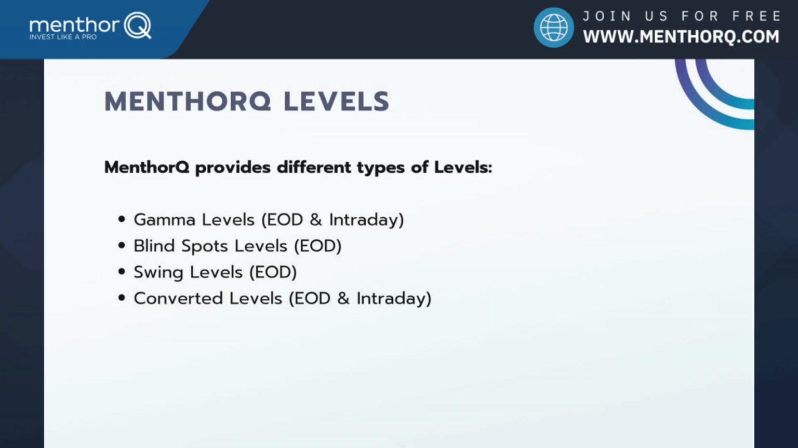What levels do we provide, and when do they update? As we mentioned, our gamma levels are end of day and intraday. Our blind spots levels are end of day, together with our swing levels, and our converted levels can be both end of day and intraday. So you can convert both the end of day and intraday gamma levels directly onto your chart, on your futures asset or on the asset that you trade.